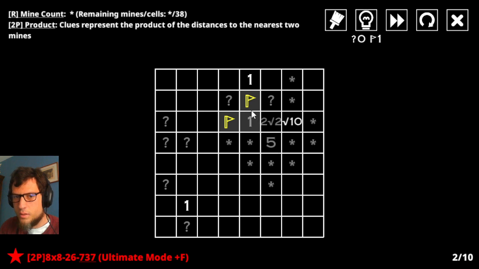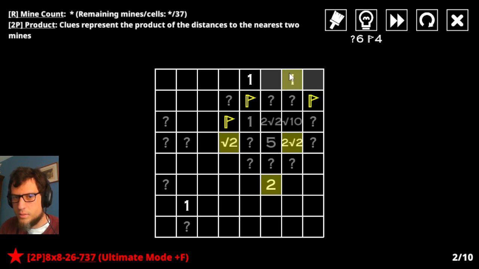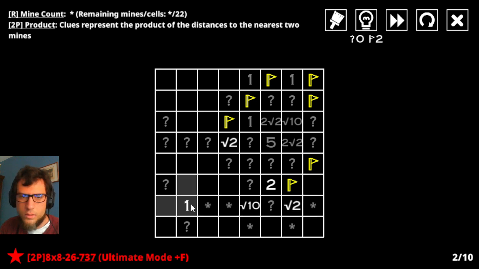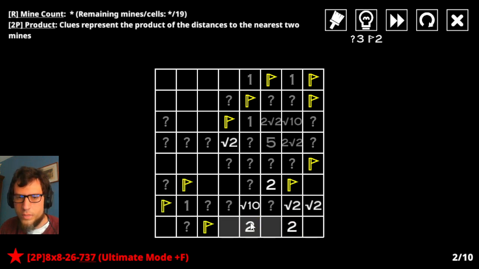Okay. That means this one requires that, and this... Okay. Yeah, it just kind of filled itself in for me. Not much thinking required here. Yeah, okay. That needs a 2, because it doesn't have any square root of 2s. This has the same issue, but it already has one. Okay. This root 10 has a root 5, so it needs a root 2. This 2 has a 1, so it needs a 2. Root 2 has a 1, so it needs a root 2.